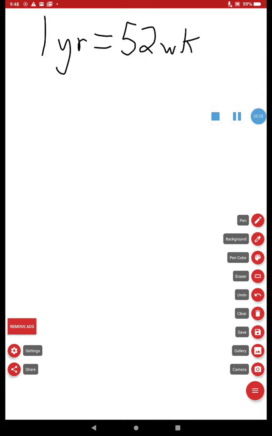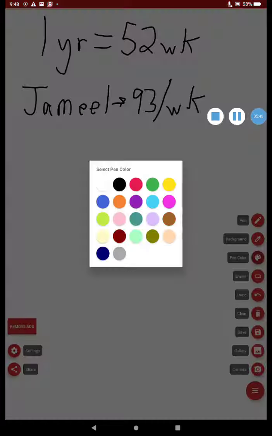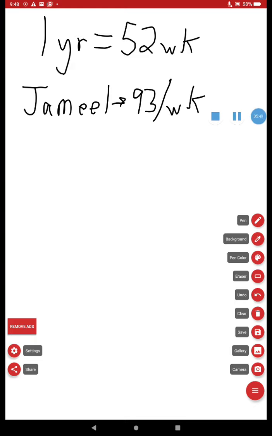All right, good. Now that I've done that, the first one asked me, how many papers does Jamil deliver in a year? Well, Jamil delivers 93 papers a week. 93 per week. Well, if Jamil delivers 93 newspapers in a week, and there's 52 weeks in a year, how can I figure out how many papers he delivers throughout the year? Well, to do that, I'm going to use multiplication. I'm going to multiply 93, because that's how many papers he delivers a week, by the 52 weeks in a year.